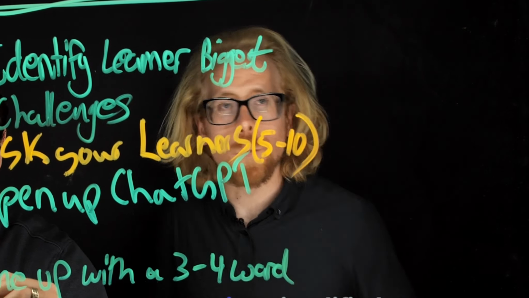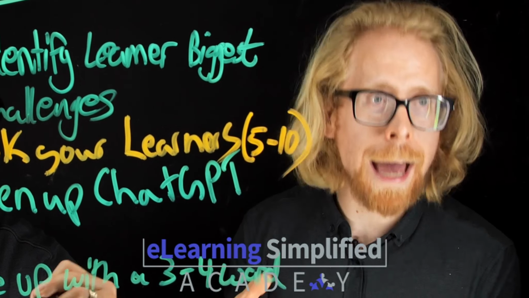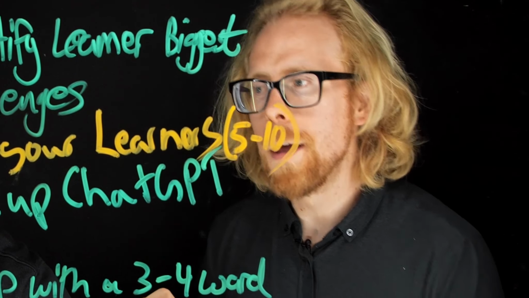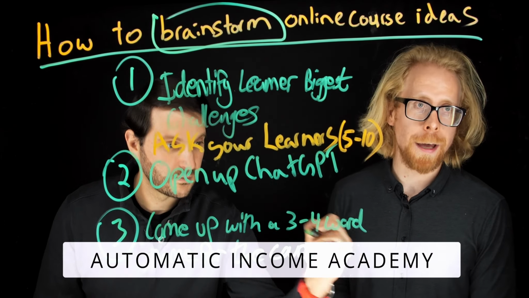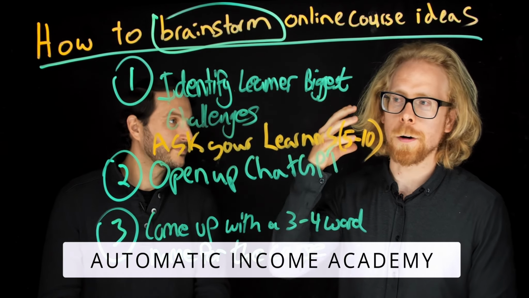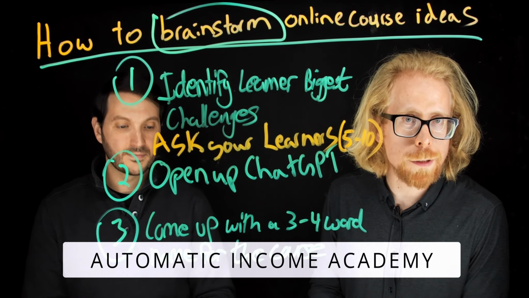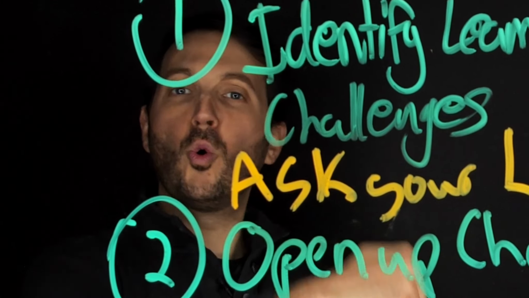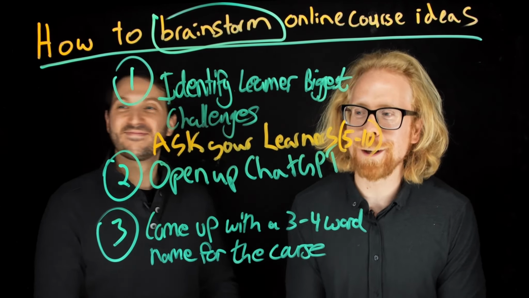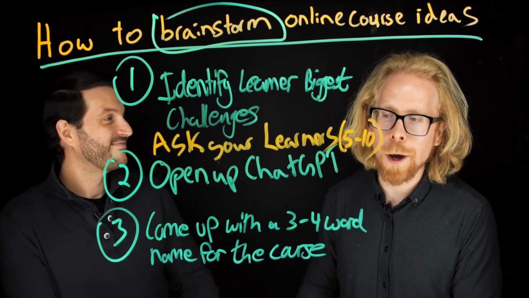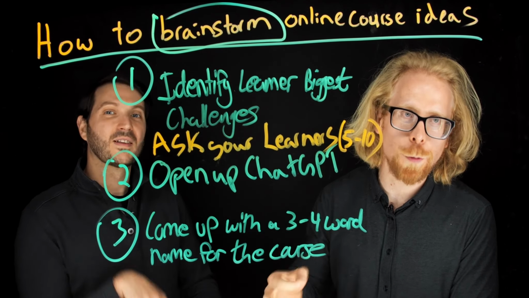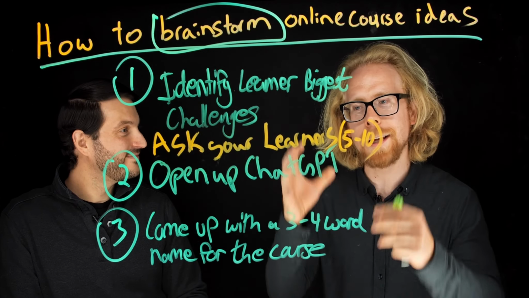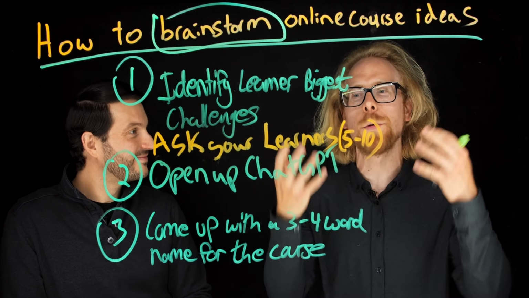Why 3 to 4 words? Well, eLearning Simplified Academy. It's really easy for people to remember. By the way, that's the name of the course that we sell. Automatic Income Academy. That is the name of the course one of our really great mentors, Graham Cochran, sells. The YouTube 2K Blueprint. Woo! Depending on when you watch this video, that course may or may not be out. It's going to be out early 2024. Get ready for the drop. The point is, you want a short name of the course for people to remember.